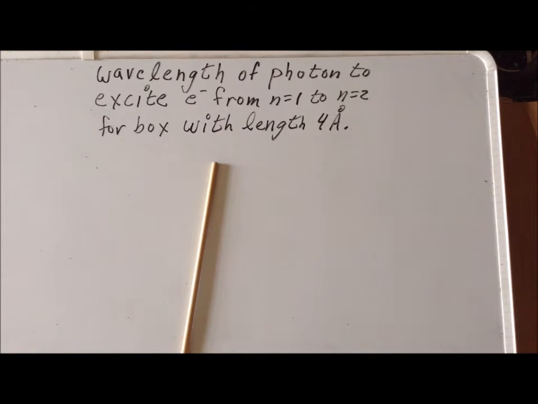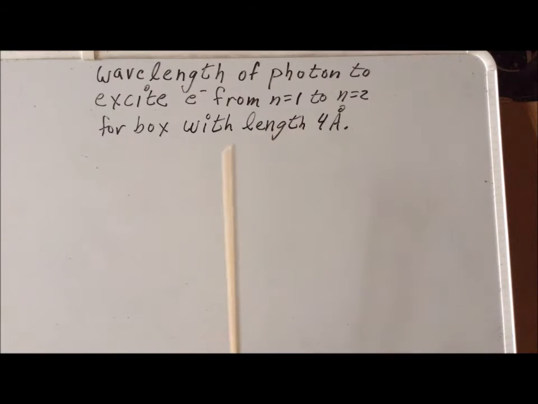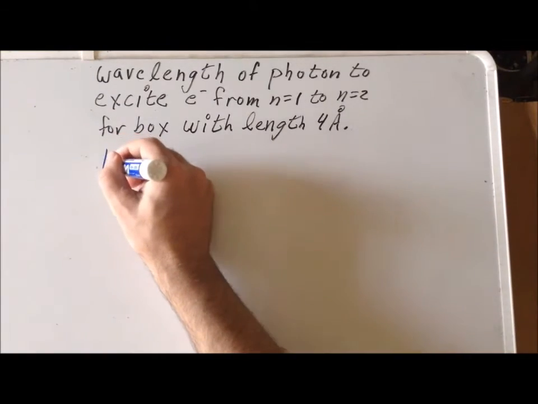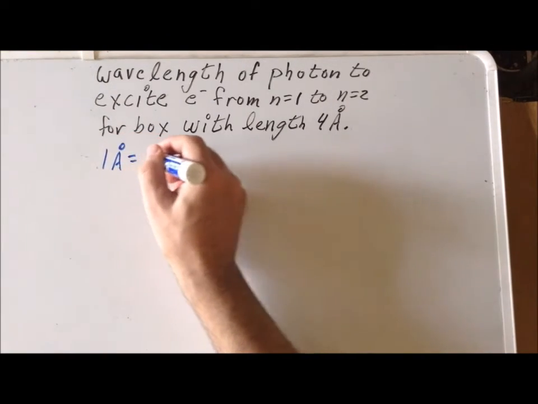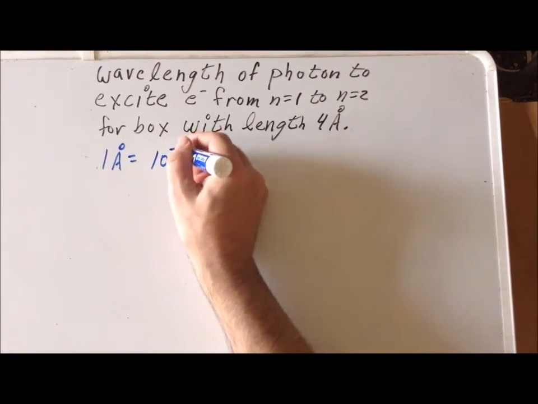Hello. In this video, we are going to calculate the wavelength of a photon that is necessary to excite an electron in a one-dimensional particle in the box problem from the n equals 1 to the n equals 2 level if the box has a length of 4 angstroms. Now recall that 1 angstrom is equal to 10 to the minus 10 meters.